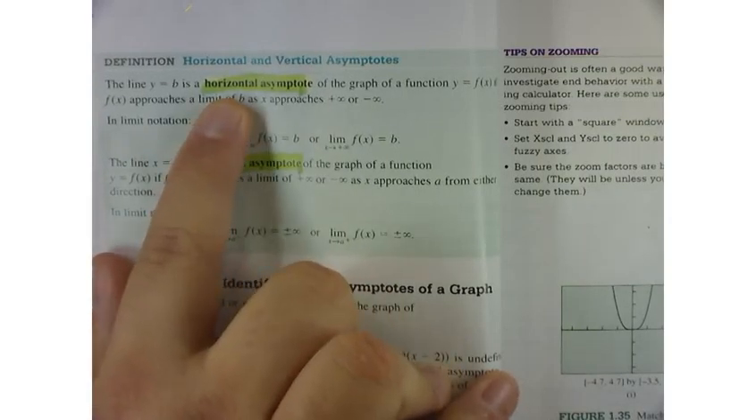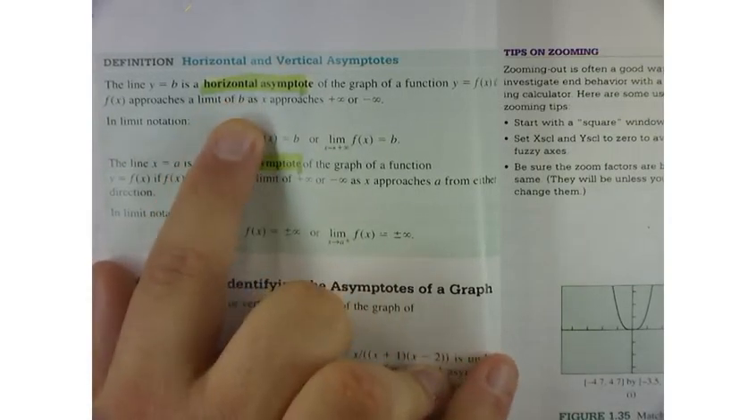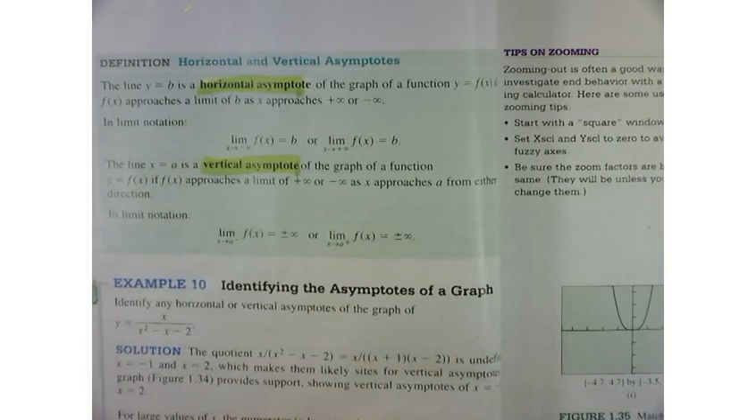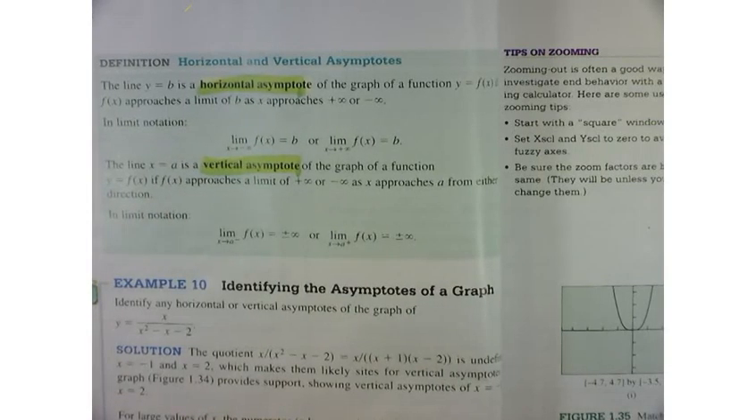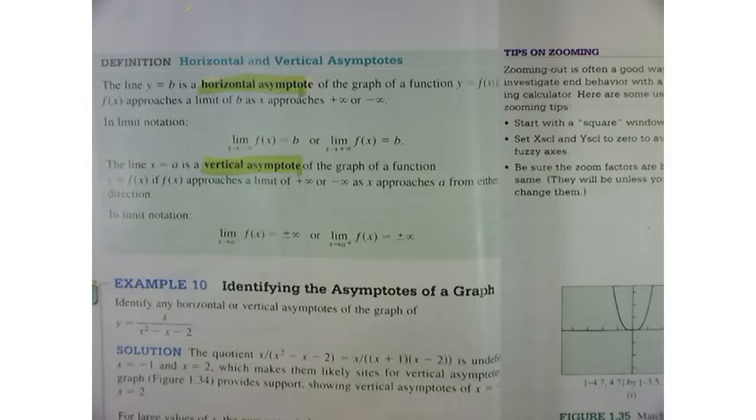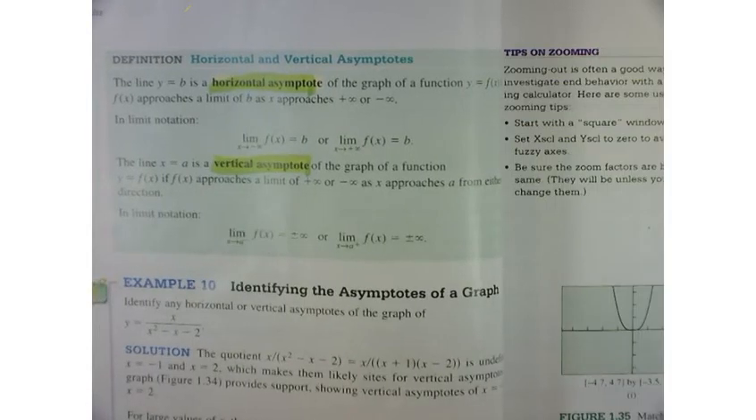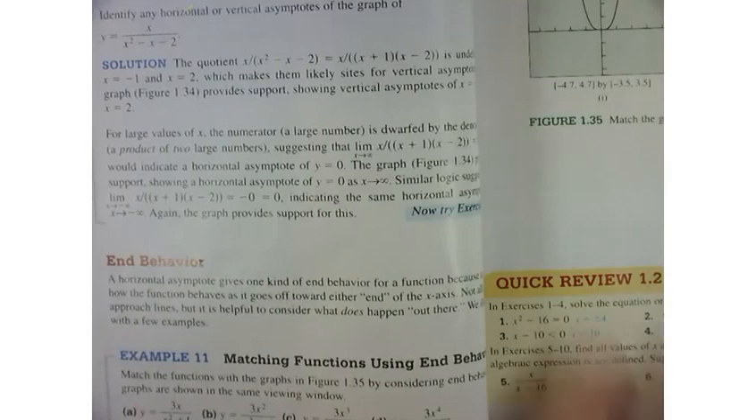A horizontal asymptote occurs when we look at the end behavior of x, and there are some cases we'll talk about. A vertical asymptote is x equals a number, and that's when the limit approaches positive or negative infinity in the y direction. That's the fancy way of saying that. So we look at this equation here.